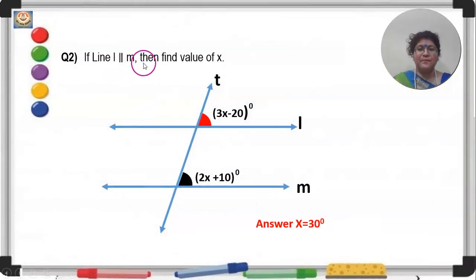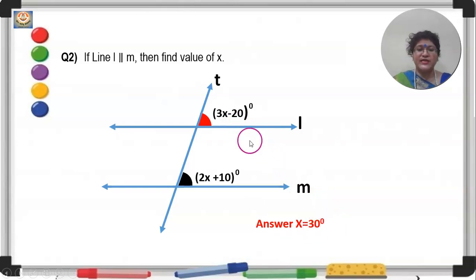If line L is parallel to line M, then find the value of x. Now look at this angle in red and this angle which is marked in black. These two are a pair of corresponding angles and corresponding angles are congruent. So 3x minus 20 will be equal to 2x plus 10. You get an equation, solve it, you will get the value of x as 30 degrees.